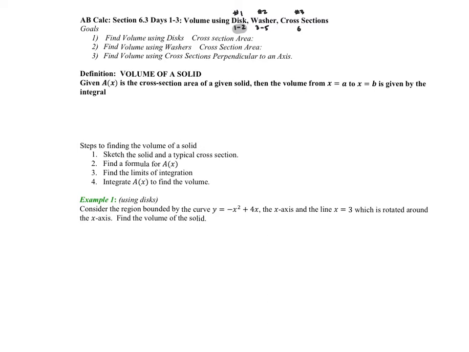Okay, so let's get right to it. The definition of a volume of a solid. Given A of x, which is the cross-section area of a given solid, then the volume from x equals a to x equals b is given by the following integral. We would integrate from a to b of A of x dx.